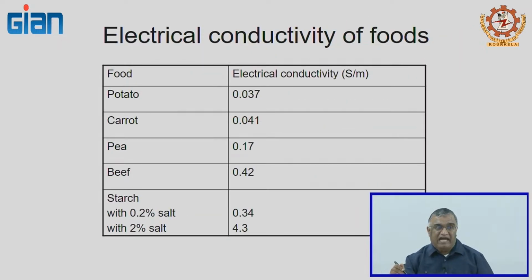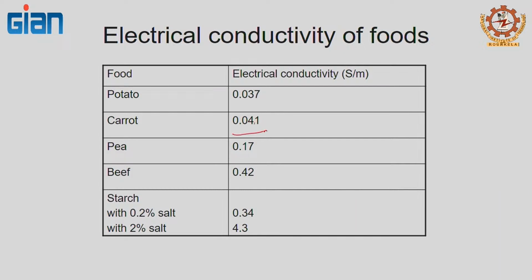Different food materials have different electrical conductivity values. So, carrot, for example, 0.041 Siemens per meter. Siemens is the unit for measuring the electrical conductivity. So, it kind of provides that value. Whereas, if you look at a starch solution with 0.2% salt, 0.34, when I add 2% salt, it significantly increases the electrical conductivity value. So, again you can alter the electrical conductivity by adding or removing salt.